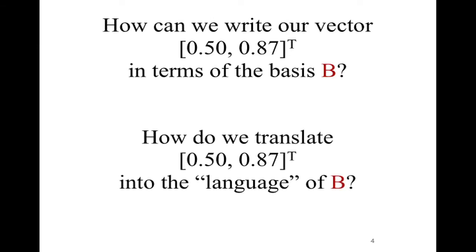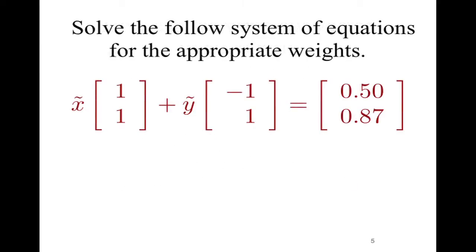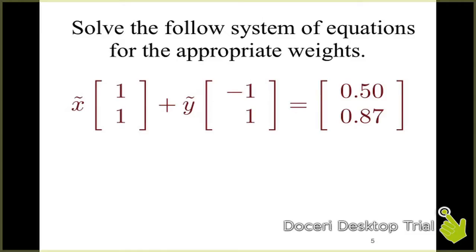And so we're just asking how do we translate it into the language of B, right? And so we're really looking for a way, and forgive my notation here because I don't want to give you the impression that this is really x tilde and y tilde here. It might have been better if I just used generic x and y, but you get the idea. So I'm not referring to those vectors there. It's just a bad choice because they mean something different here than they did on the previous slide. But really what I'm trying to figure out are what are the appropriate coordinates x and y so that I can combine the vectors 1, 1 and minus 1, 1 and get 0.5, 0.87.